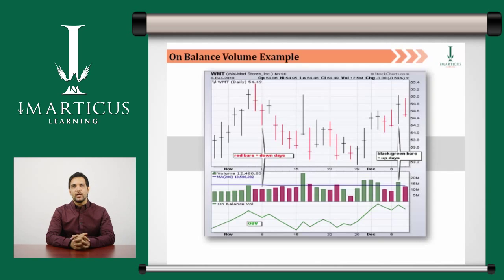OBV rises when volume on up days outspaces volume on down days. Conversely, OBV falls when volume on down days is stronger. A rising OBV reflects positive volume pressure that can lead to higher prices. A falling OBV reflects negative volume pressure that can foreshadow lower prices.